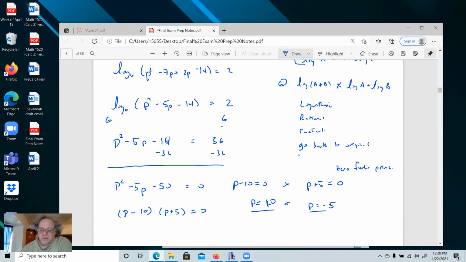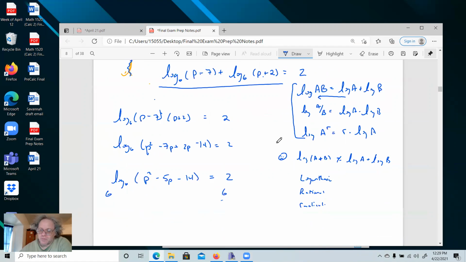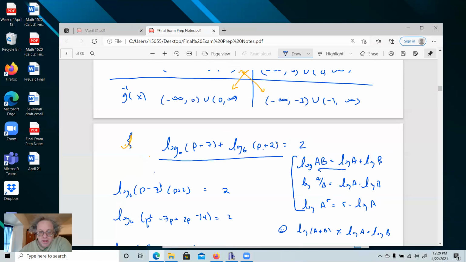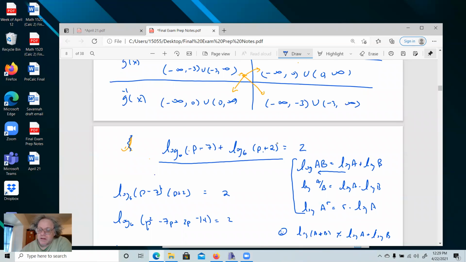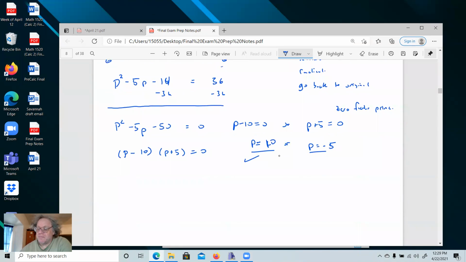So we're going to plug in. Back to my original problem, here is the original problem. If I plug 10 in here, does it look like it's going to work? Well, 10 minus 7 is something, and 10 plus 2 is something. We got it. They're both positive numbers. This one checks out. If I plug in negative 5, that ain't going to work. It only doesn't have to work for one of them. So that is not going to work.